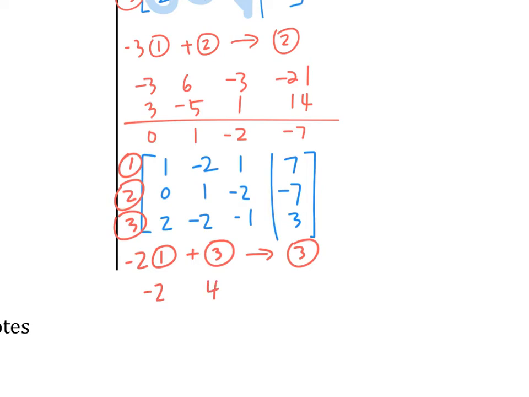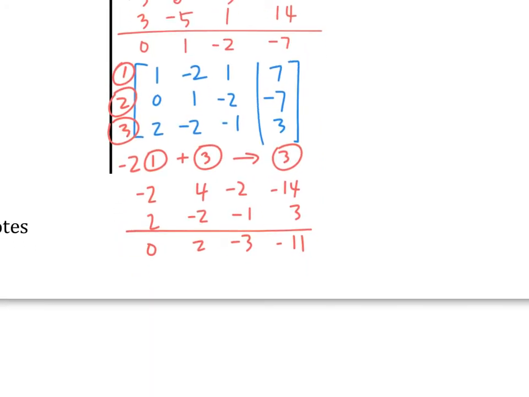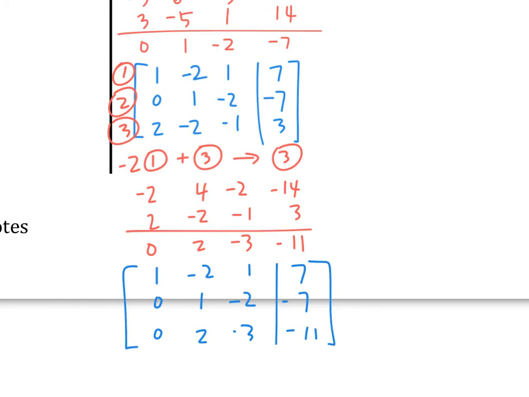Negative 2, 4, negative 2, negative 14. Third row: 2, negative 2, negative 1, 3. That gives 0, 2, negative 3, negative 11. So now the rows are 1, negative 2, 1, 7; 0, 1, negative 2, negative 7; and 0, 2, negative 3, negative 11. Are you guys good? Kind of following me?